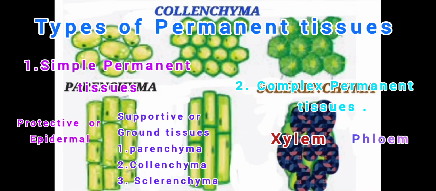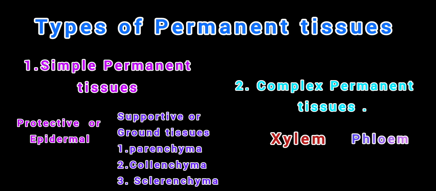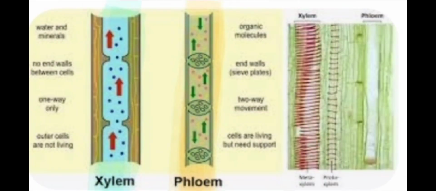The next category under the permanent tissues are the complex permanent tissues, which are made up of two or more types of cells that are specialized to perform a common function. Here it includes the conducting tissues called the xylem and the phloem. These complex permanent tissues are also referred to as the conducting tissues or the vascular tissues. They help to transport water and food materials throughout the plant body. That is why the name conducting tissues.